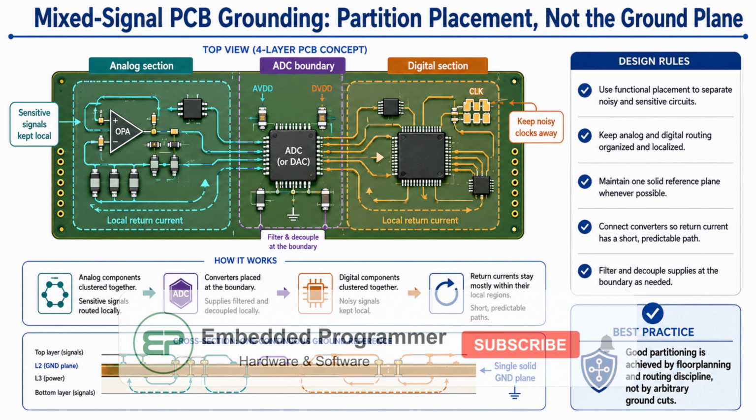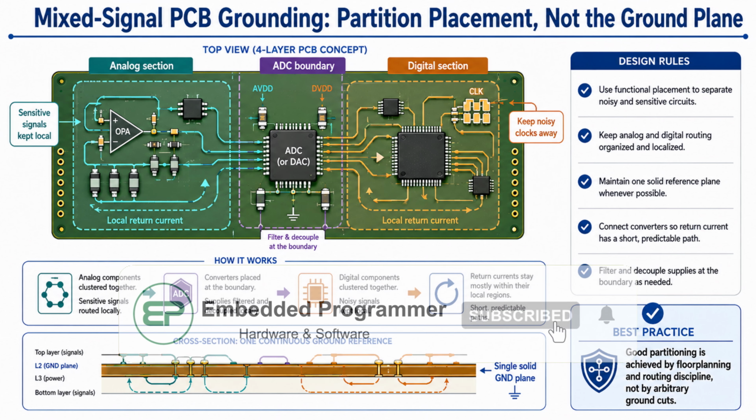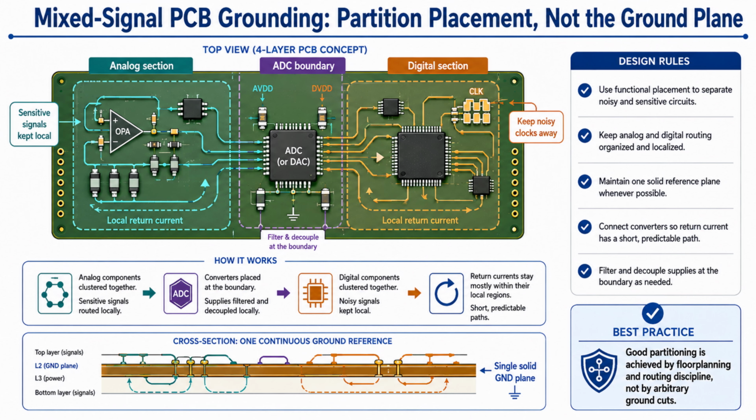In mixed signal PCB design, the goal is not to chop the ground plane into pieces. The goal is smart partitioning. Keep analog circuits together. Keep digital circuits together. Place converters, like ADCs or DACs, at the boundary between the two sections. This keeps sensitive analog signals local, and keeps noisy digital clocks and switching currents away from them. But notice the key point. The ground plane remains continuous. Instead of cutting the ground, we control current paths through placement, routing discipline, filtering, and local decoupling.